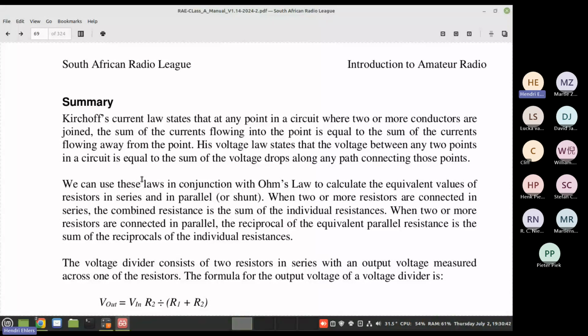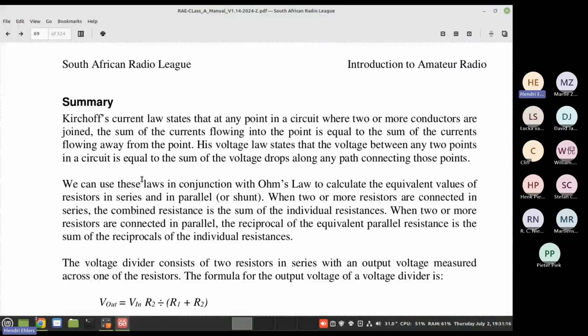So the summary: Kirchhoff's current law states that at any point in the circuit where two or more conductors are joined, the sum of the currents flowing into that point is equal to the sum of the currents flowing away from the point. His voltage law states that the voltage between any 2 points in a circuit is equal to the sum of the voltage drop along any path connecting those points.